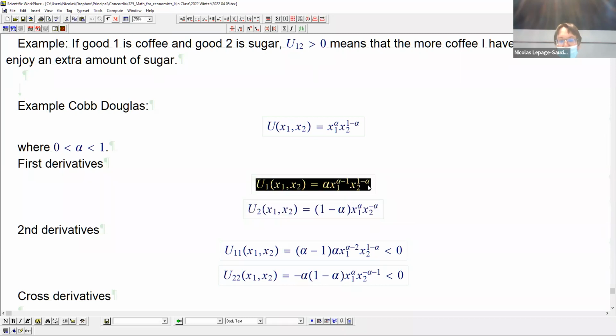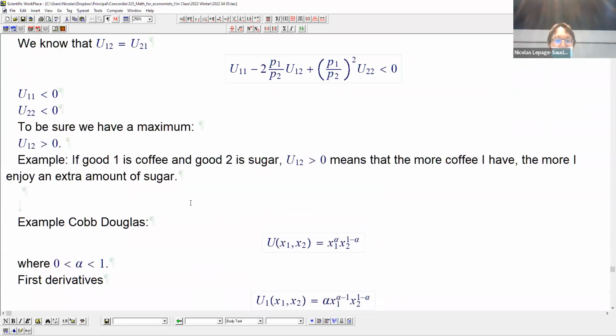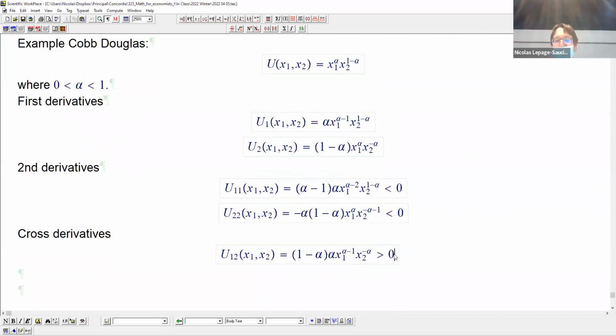So let's take that one. It is equal to alpha times 1 minus alpha. Is this positive or negative? Yes. So we're in good territory because that's what we needed, right? U11 negative, U22 negative, and U12 positive, right? Negative, negative, positive. And then we can just confirm that we really have the same thing.